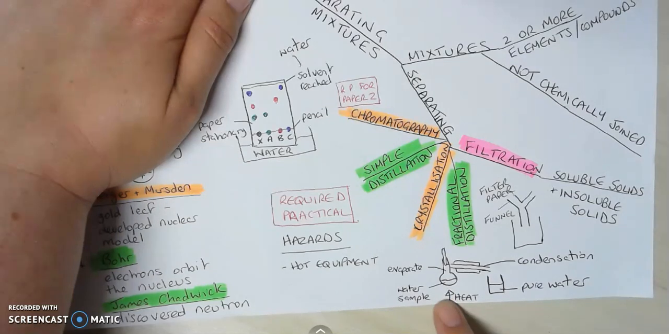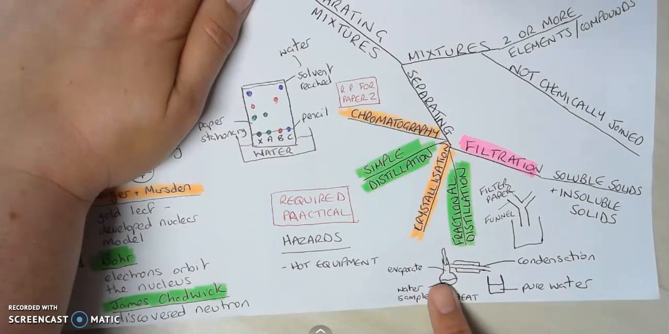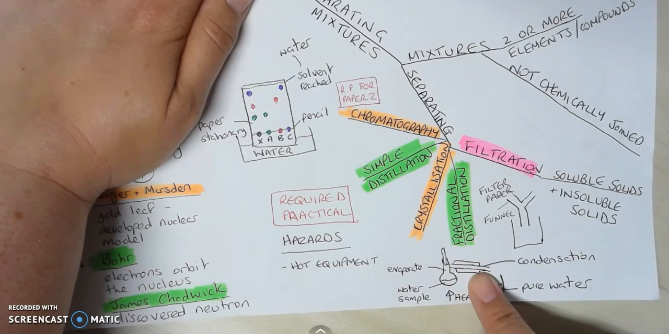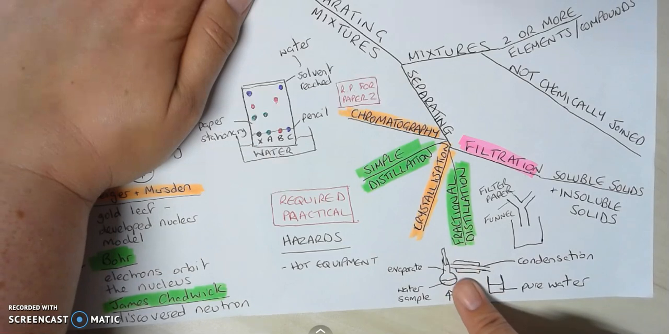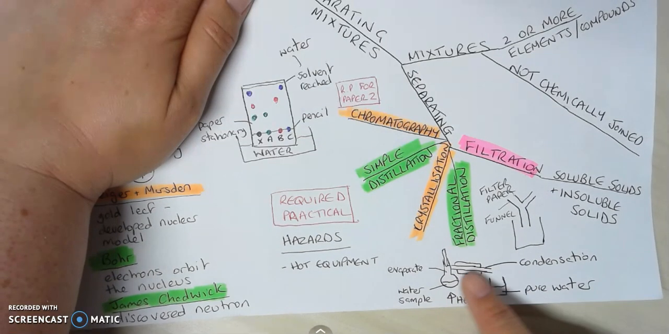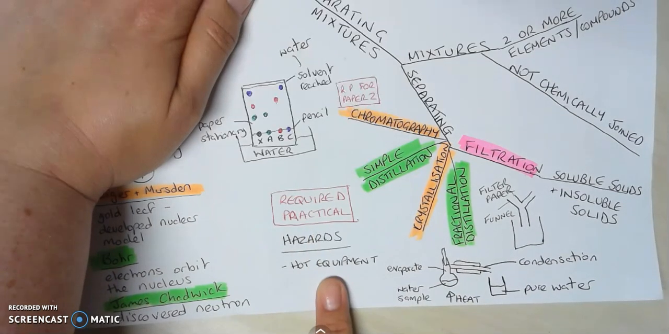We can then use the boiling point of water, which we know is 100 degrees, to heat up the water and evaporate it out of the sample. When it evaporates, we use this thing called a Liebig condenser, which runs cold water around the outside so that the steam inside condenses back into water because it's cold there, and then we can collect the pure water in the beaker. This is a required practical, and it may well ask you about hazards, and hot equipment is probably the biggest hazard for this one.